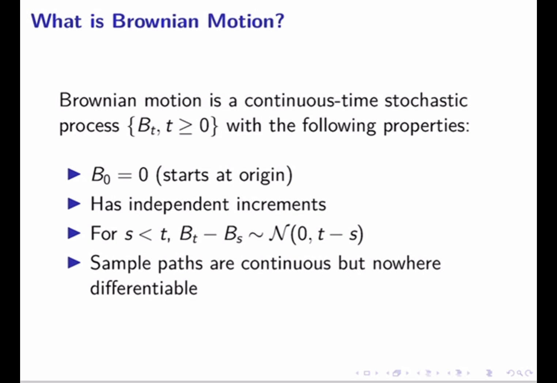Mathematically, Brownian motion is defined as a continuous time stochastic process. It starts at zero, has independent increments, and these increments follow a normal distribution with mean zero and variance equal to the time difference. One of its most fascinating properties is that its sample paths are continuous everywhere, but it is non-differentiable almost everywhere, meaning it's incredibly jagged at every scale.